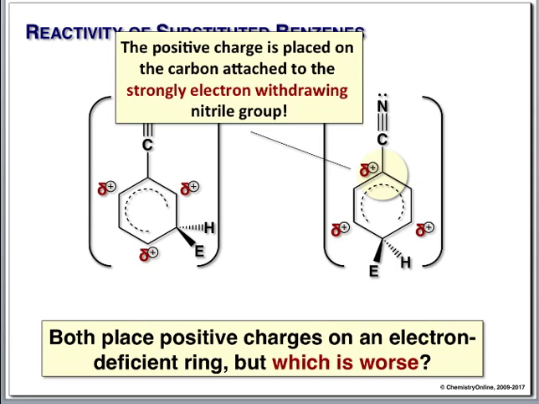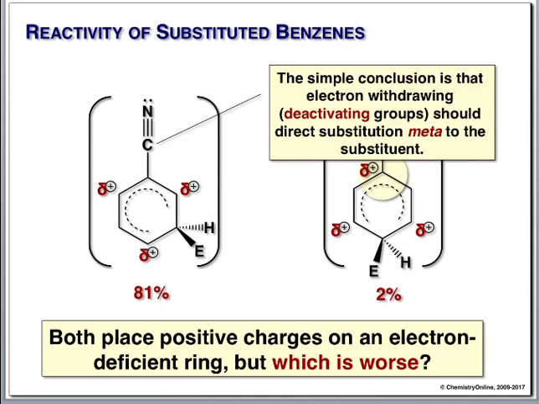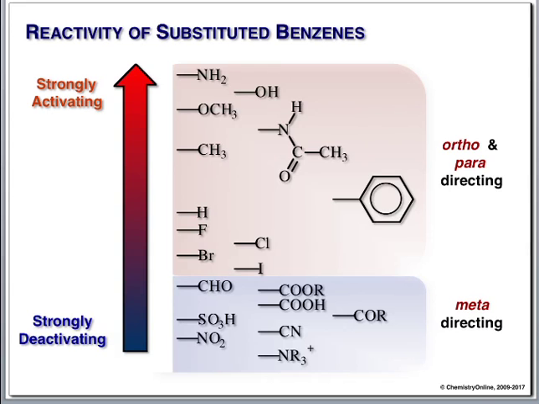So let's complete our table. Here we go. We've already said that these guys up here, things that donate electrons, are going to be ortho-para-directing. These guys at the bottom that withdraw electrons are going to be meta-directing. So if I give you a problem where you have a substituted benzene and you're going to do electrophilic addition, you simply visualize your little table here. You say, is it electron donating or withdrawing? If it's donating, it's going to go ortho or para. If it's withdrawing, it's going to go meta. That's the bottom line. Any questions?